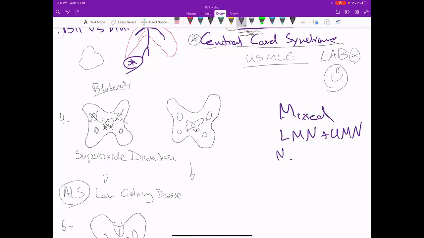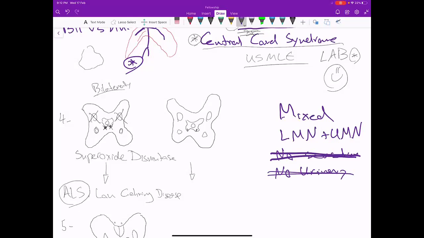You don't get sensory manifestations. Even at the level of the lesion, you're going to have upper motor neuron signs. I'm going to explain it in just a second. You have no sensory manifestations. Your sensation is excellent, and you have no, for example, urinary incontinence. It's all good. The only thing you have is a mixed lower motor neuron, upper motor neuron lesion.